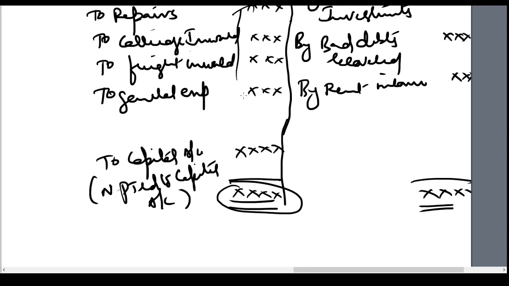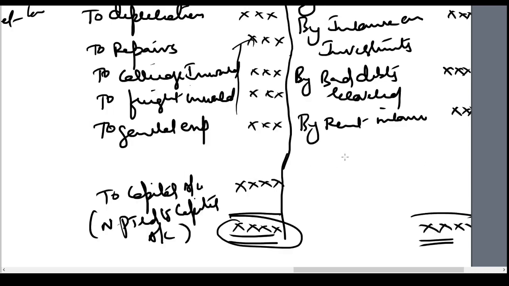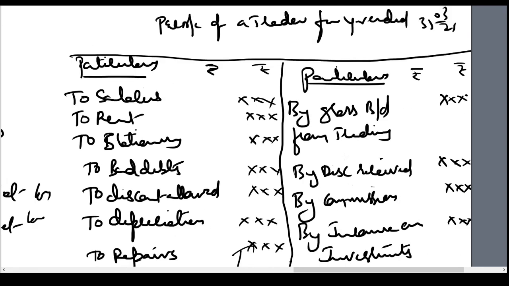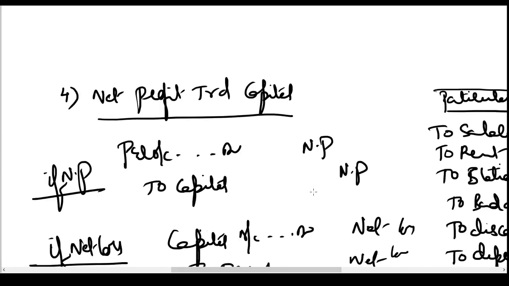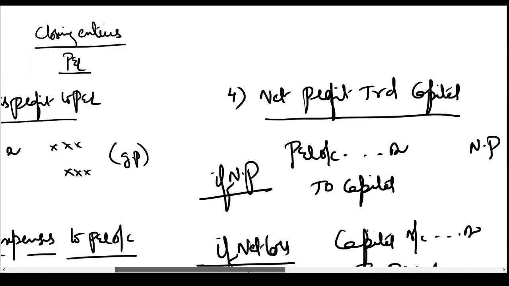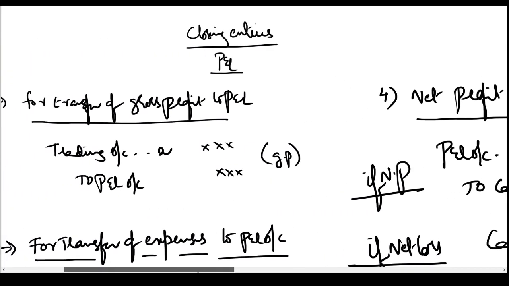If the debit side was higher than the credit side, then there will be a loss. We'll write by capital account, net loss transferred to the capital account. So this is how we prepare the profit and loss account of a business by passing closing entries. In our earlier videos, we have learned the closing entries relating to the trading account. In this video, we have learned the closing entries relating to the profit and loss account.